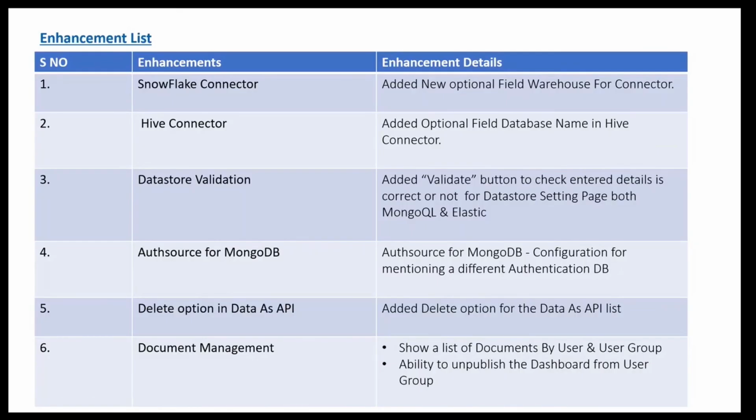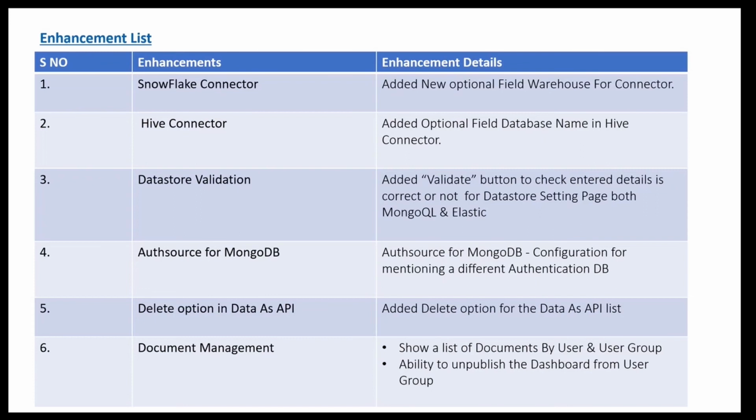So now we will talk about some enhancements. Let's start with the first enhancement, that is the Snowflake connector. In this connector, we have added a new optional field named warehouse. The second enhancement is for the Hive connector. In this, we have added an optional field, database name. The third enhancement is data store validation. In this enhancement, we have added a validate button to check whether the field details are correct or not.